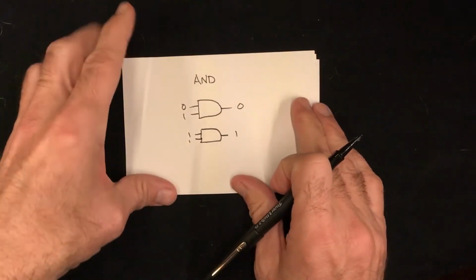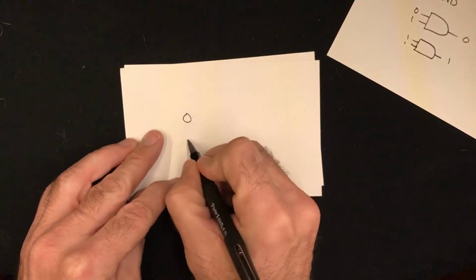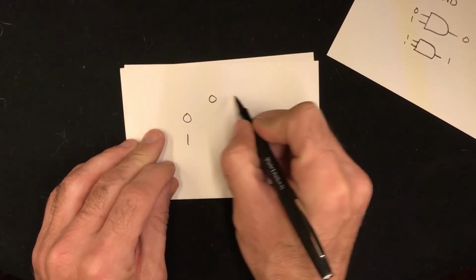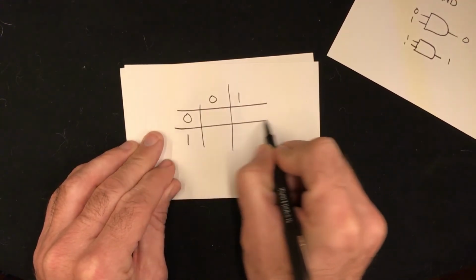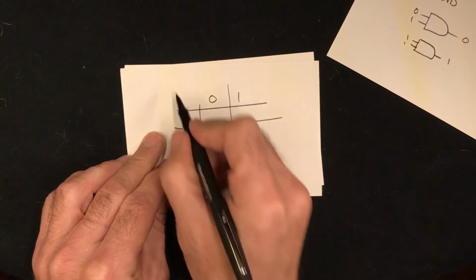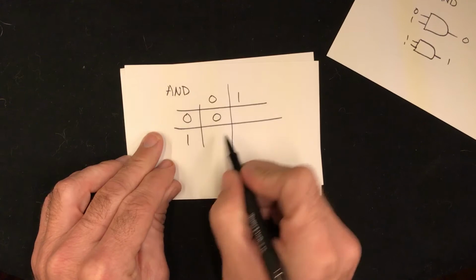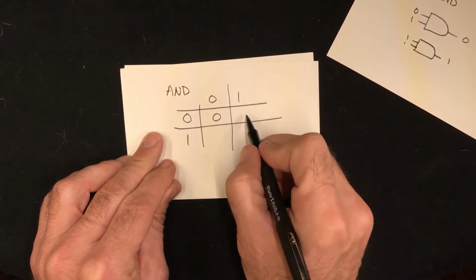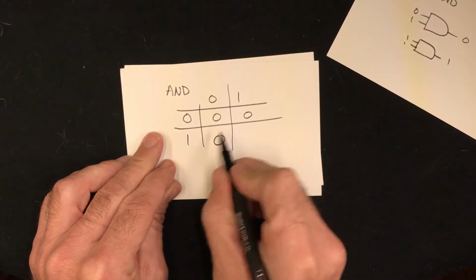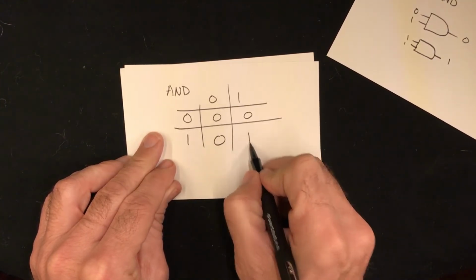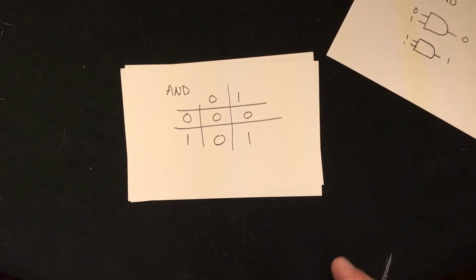And so the truth table for that, if I have these inputs like so, a 0 and a 0 results in a 0. A 0 and a 1 results in a 0. A 1 and a 0 results in a 0. Only the 1 and the 1 coming in do I get a 1 out. So that's a logical AND operation.